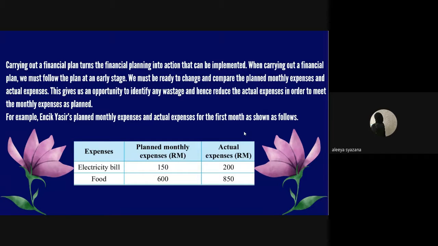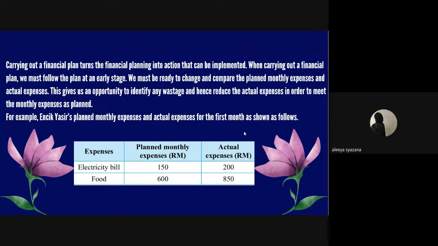Encik Yasir expense shows an increase in the electricity bill and food compared to the planned expenses. Therefore, Encik Yasir should reduce the electricity consumption by RM50. He also need to reduce the total expenses on food by RM250. Ya, cuba tengok electricity bill tu dia 150 je dia plan, tapi dia dah lebih 50, so jadi 200. Yang food tu pula dia plan 600 je, tapi dah lebih 250, jadi 850.